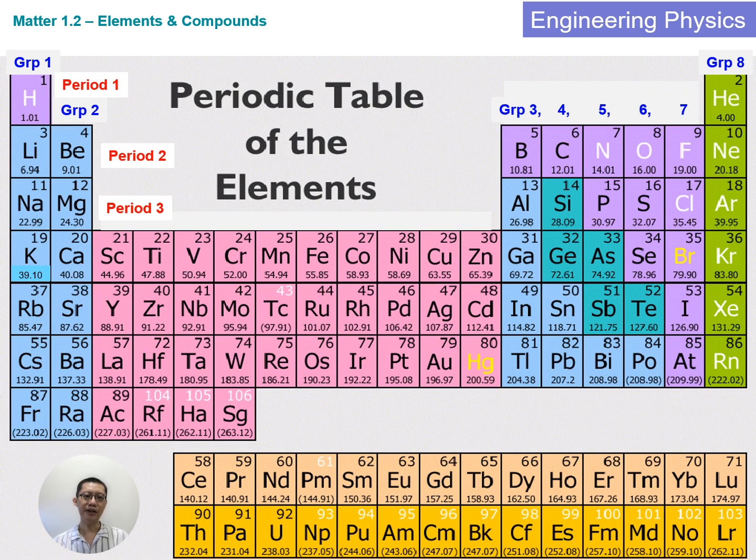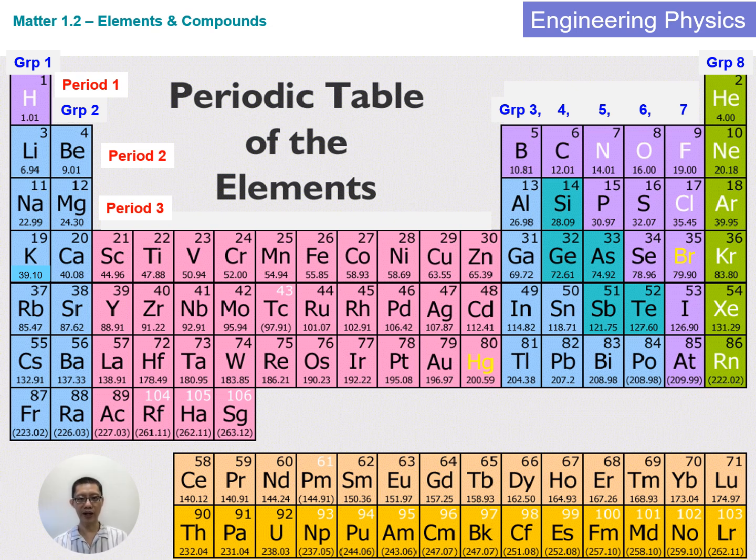The table is divided into rows and columns. Rows are called periods, and each period represents a new energy level for electrons. Example, period 2 means there are 2 energy levels or shells for an element.